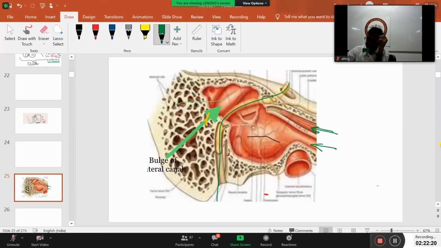What is this structure? Facial nerve. What is this? Bulge of the lateral semicircular canal. And this is your antrum. What is this? Promontory. This is your promontory. And what bone is this? This bone.